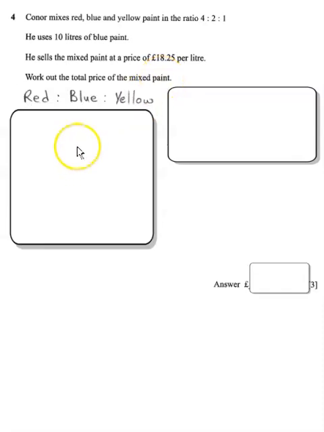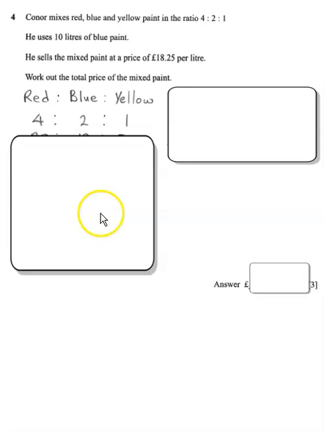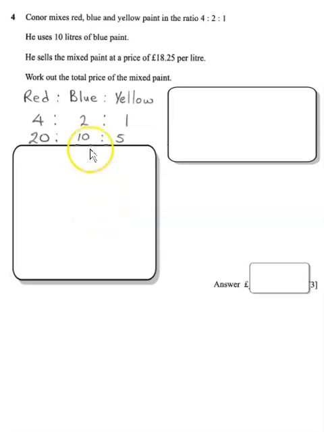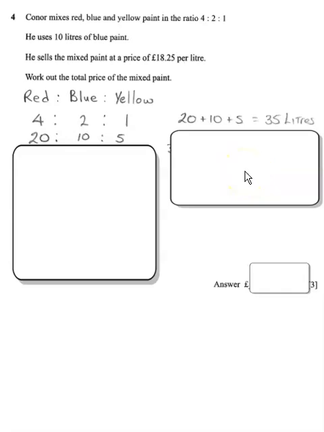So first of all, I've put red, blue and yellow as the ratios, and we've filled in the numbers 4, 2 and 1. Now next, we can see that it's 10 here for the blue, which is in the question: he uses 10 litres of blue paint. We can see this is 5 times more than this ratio here. So we times everything by 5. So 4 times 5 is 20, 1 times 5 is 5. So this is the ratio we have when we have 10 litres. We have 20 litres of red and 5 litres of yellow. When we add them up together, we have 35 altogether.